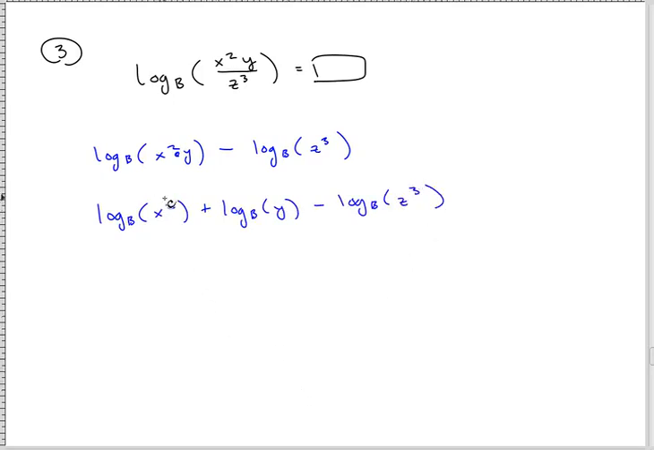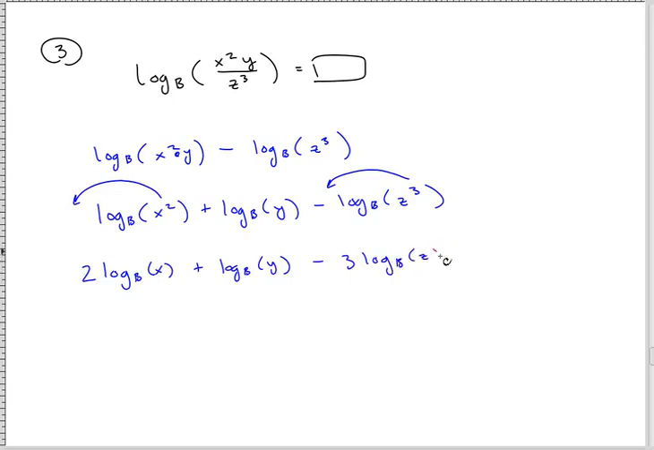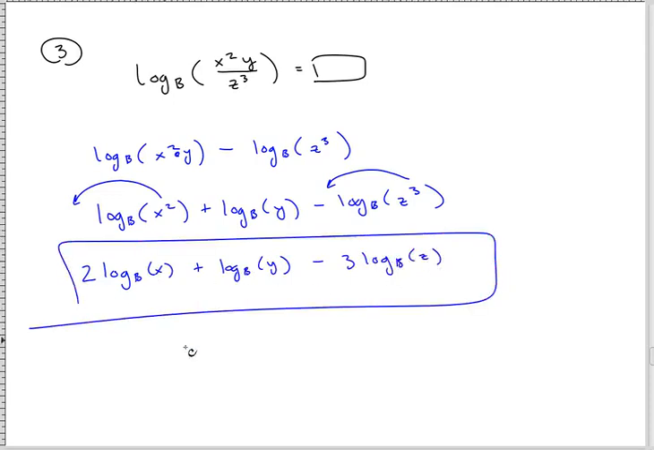Okay, now I could use the power rule. I can bring the 2 to the front, the 3 to the front. There's nothing here to do. So we've got a 2 log base b of x plus log base b of y minus 3 log base b of z, and that is your final answer.